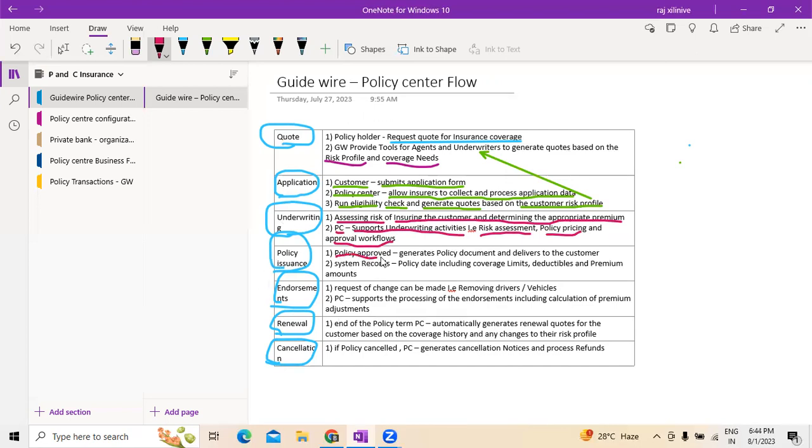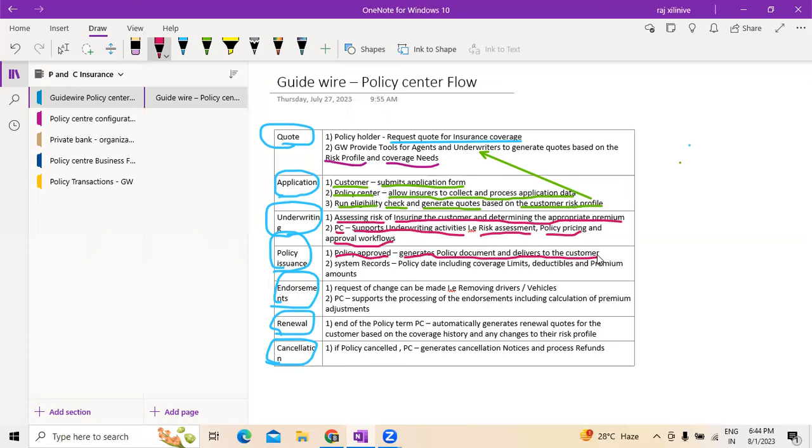Here, the policy will be approved for the people who have applied for the policy, where we have to generate the policy document, and at the same time this will be delivered to the customer, because once the risk assessment is done, once we have identified how much insurance they are eligible for, followed by the kind of premium and how appropriate it is, etc.